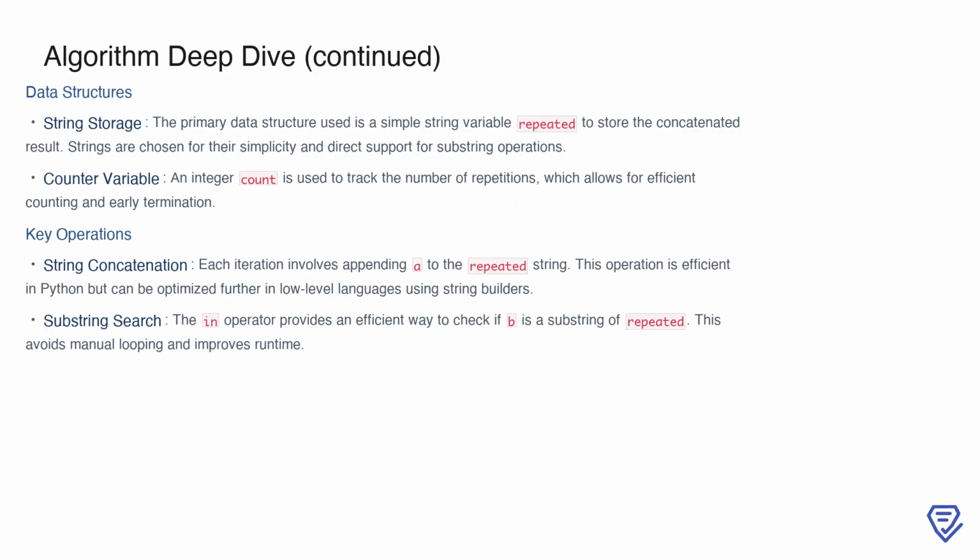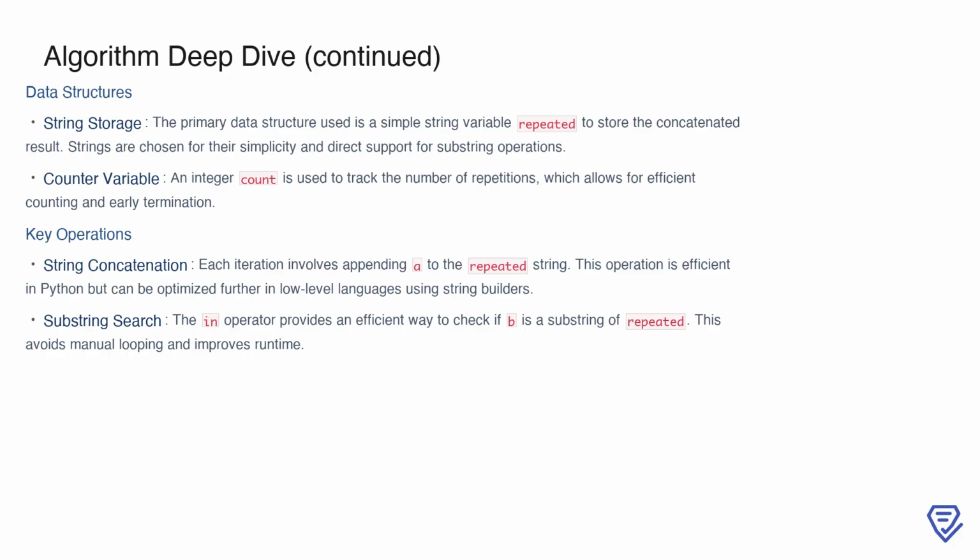The algorithm relies on simple yet effective data structures and operations. The primary data structure is a string variable called repeated, which stores the concatenated result of repeating a. Strings are particularly well suited for this problem because they directly support substring operations, which are central to our solution. We also use a counter variable, count, to track the number of repetitions, enabling quick access to the result when the substring condition is met.